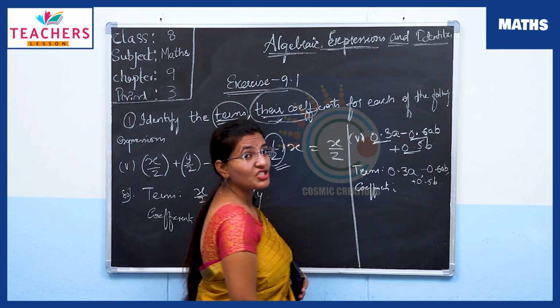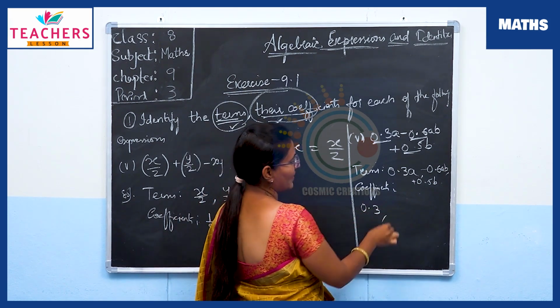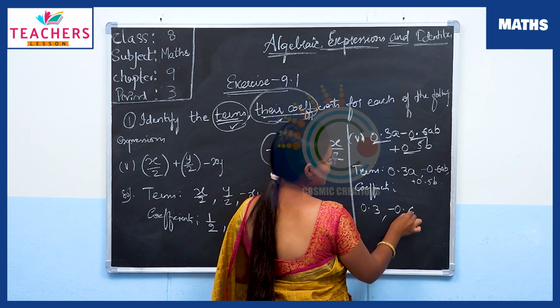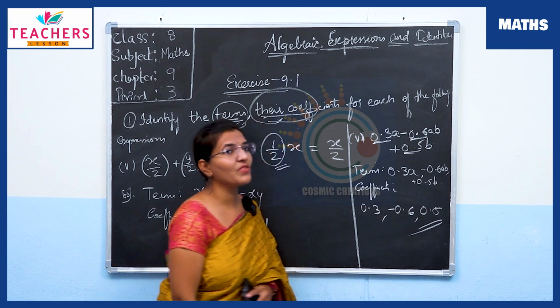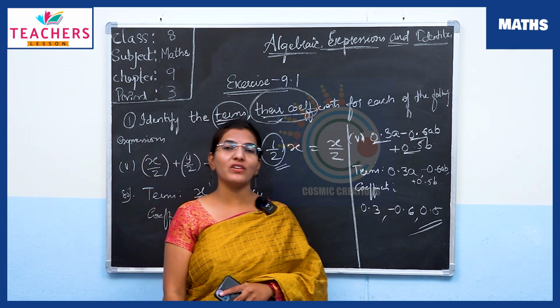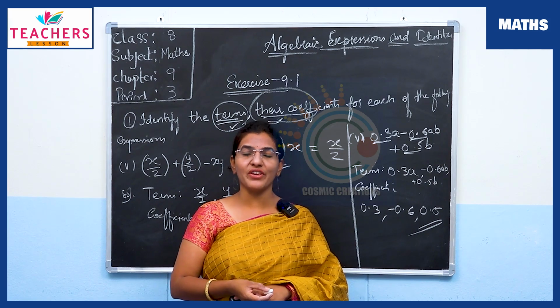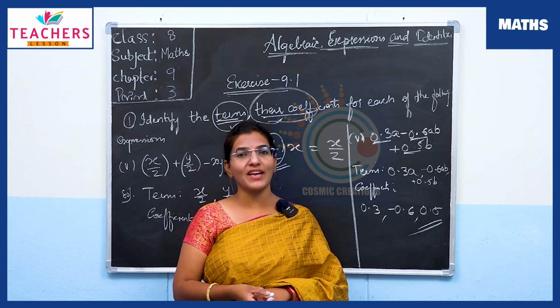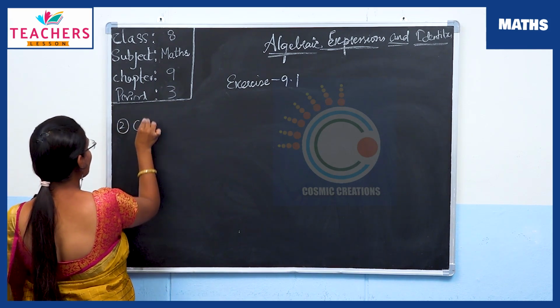Next, what are the coefficients now? 0.3, comma, minus 0.6, and 0.5. Very good. So, hope you have clearly understood now regarding the terms and coefficients, whichever the model you have been given, right? So, let's solve the second problem. What is the second question, students?